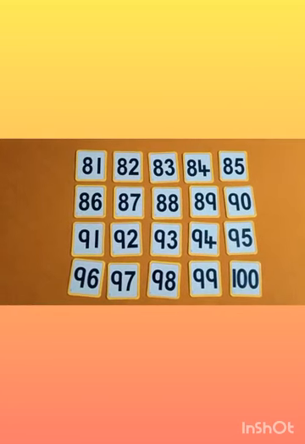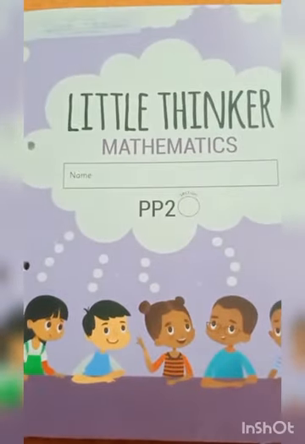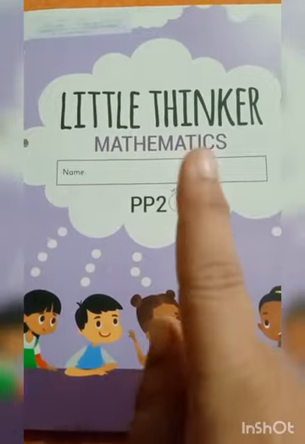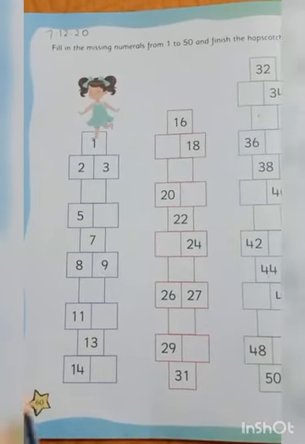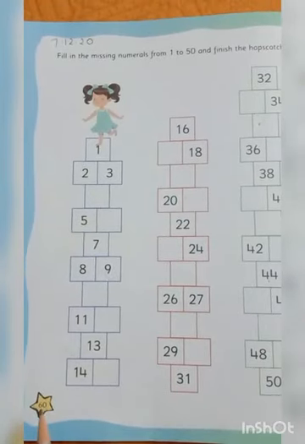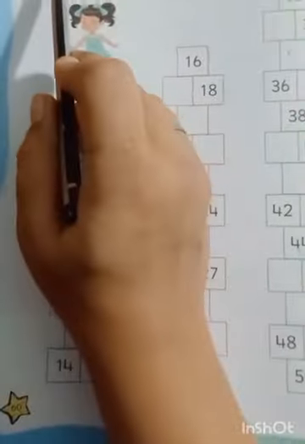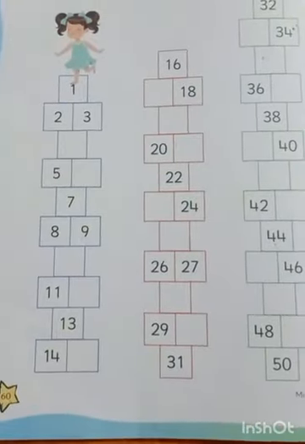What have we learned today? We have learned missing numbers. Now it's time to practice our missing numbers. And for that we require our Little Thinker math book. On page number 60, we will practice writing our missing numbers. First, we will write today's date in the left side corner and then we will practice our missing numbers.